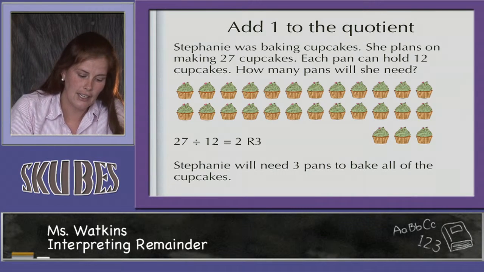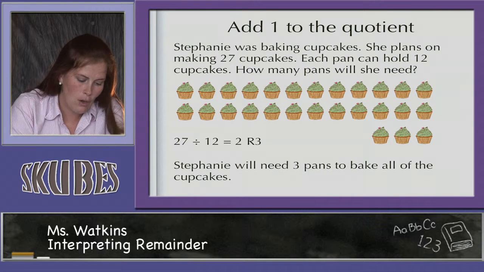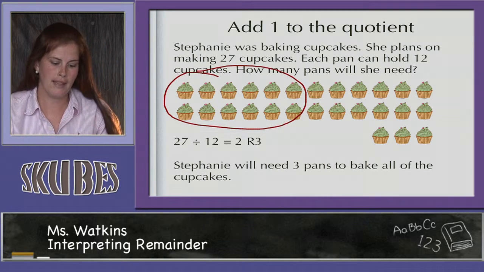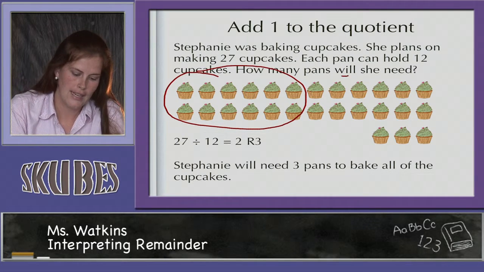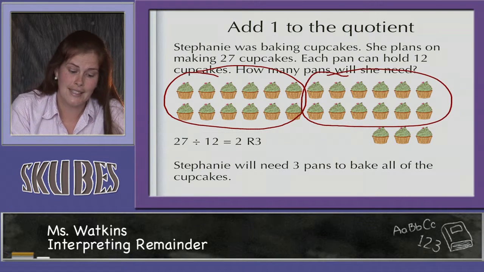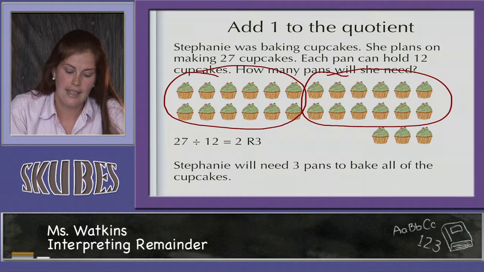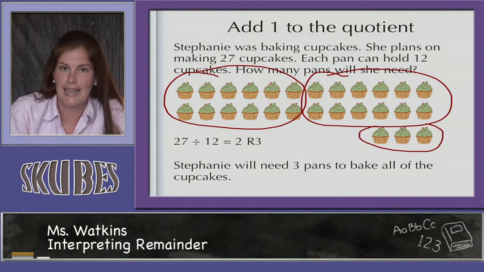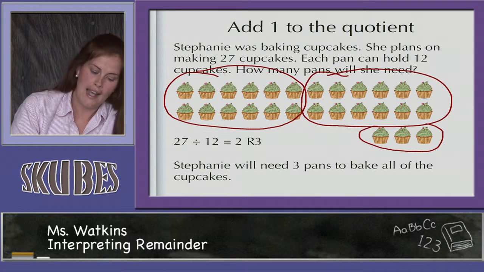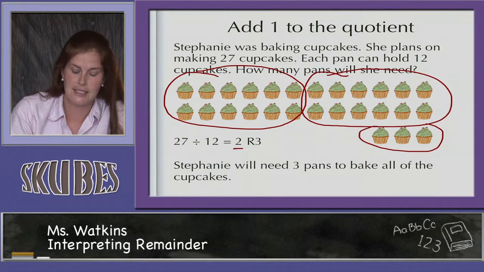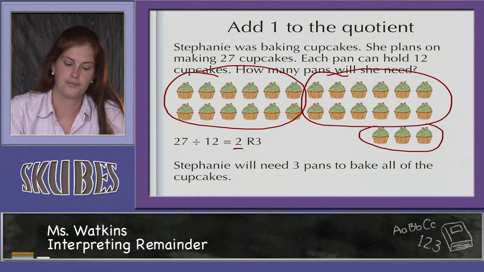Well, I can see here, if each pan holds 12, these 12 will fit on one pan. The next 12 will fit on one pan. And because of what I'm being asked, how many pans will she need? I can't just not bake these 3 remaining cupcakes, so I will need a third pan. So I'll have to add 1 to my quotient. Stephanie will need 3 pans to bake all of the cupcakes.